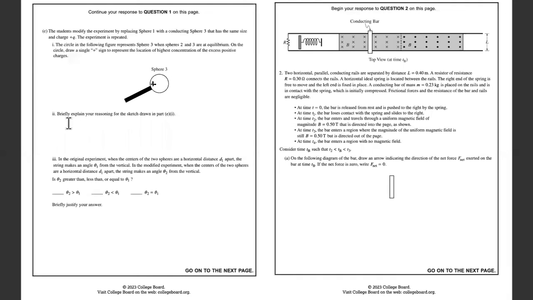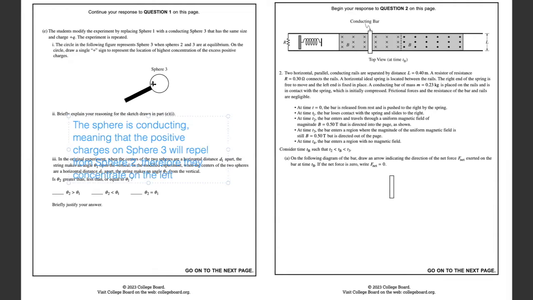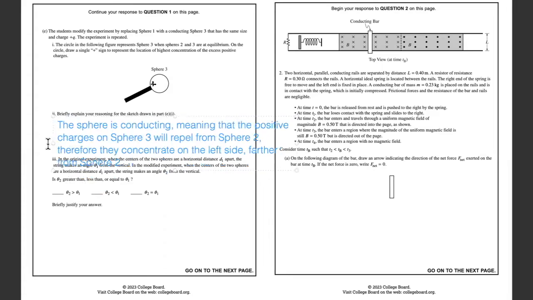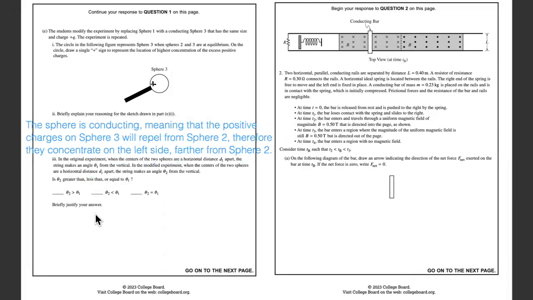And the reason why it should be on the left side is because the sphere is conducting, meaning that the positive charges will repel. The positive charges on sphere 3 will repel from sphere 2. Therefore, and I'll move the text box in a minute so you guys can read the full thing, they concentrate on the left side, farther from sphere 2. And therefore you could expect that the negative charges will concentrate on the right side, closer to sphere 2. All right, there you go.